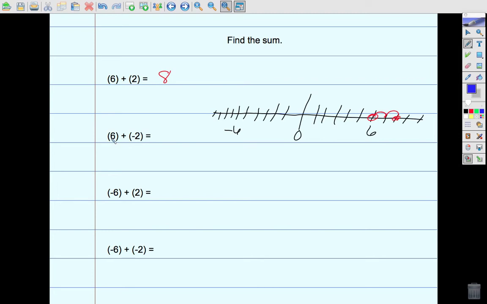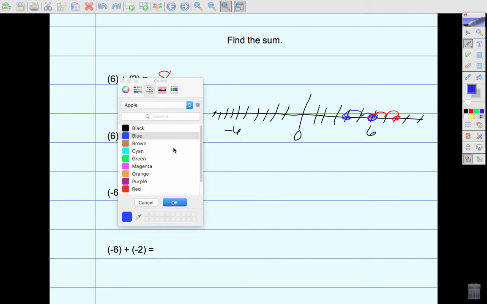I have my next example, I'm going to use blue for this one, 6 plus a negative 2. So I'm going to start at 6 again, so 0, I'm going to start at 6, but this time I'm going to go to the left 2 because my 2 is negative, so I'm going to go 1, 2, and this value here is 1, 2, 3, 4, so my value is a positive 4.